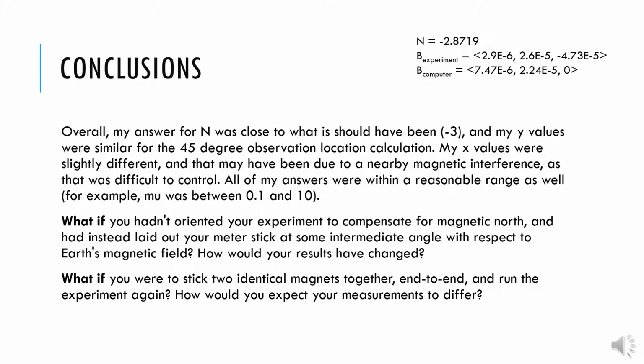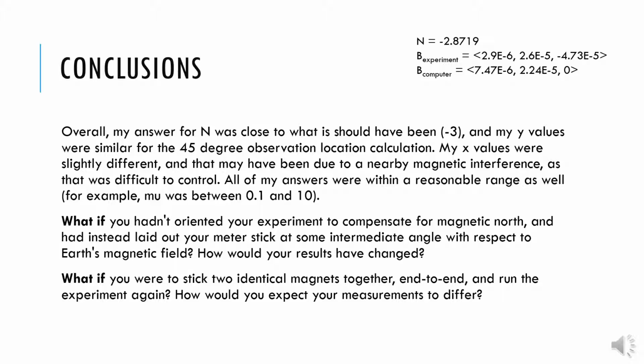One question was, what if you hadn't oriented your experiment to compensate for magnetic north, and had instead laid out your meter stick at some intermediate angle with respect to Earth's magnetic field? My answer to this question is that if the phone was not aligned with Earth's axis, Earth's magnetic field would have interfered with the data and skewed our x value due to the superposition principle of both Earth's field and the magnetic field.